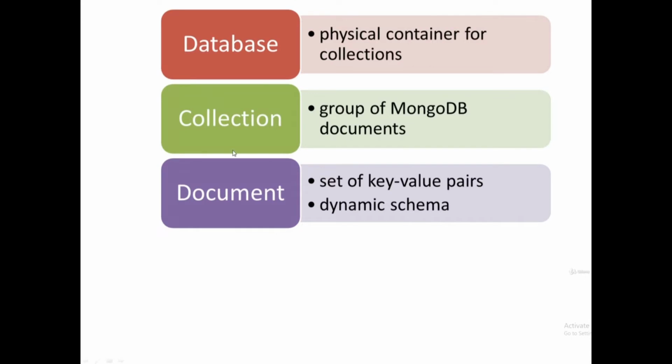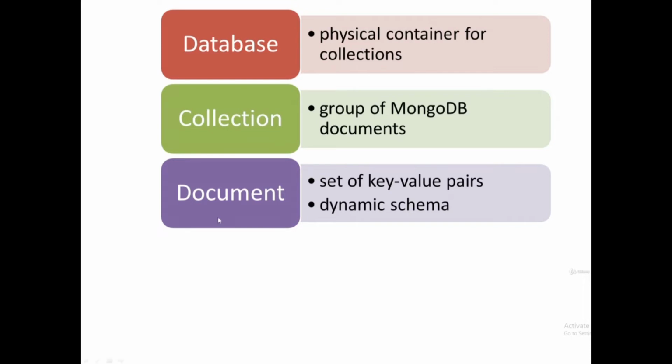Another concept is collection. A collection is a group of MongoDB documents. It is equivalent to the RDBMS table concept. A collection exists within a single database, and collections are schemaless, meaning documents within a collection can have different fields. All documents in a single collection are similar in some manner, but they can have different fields.